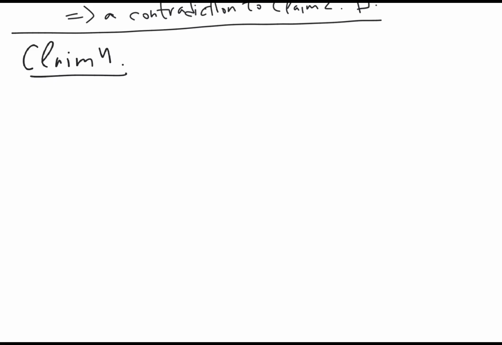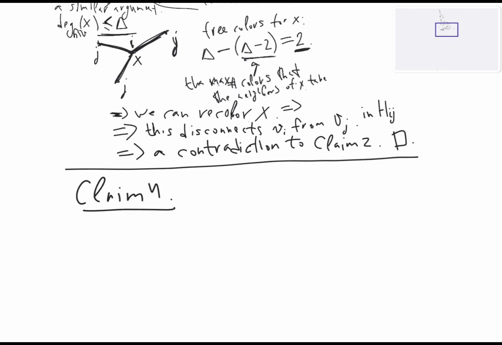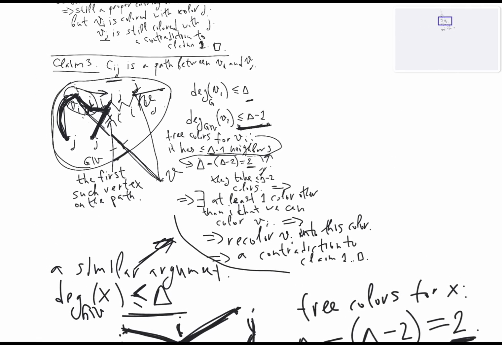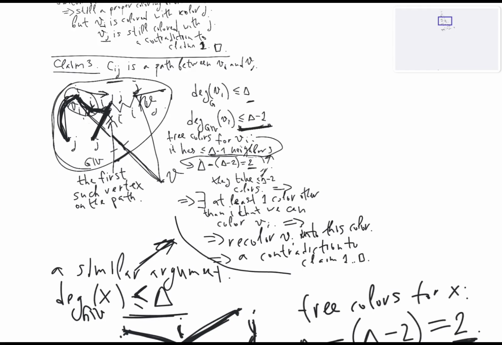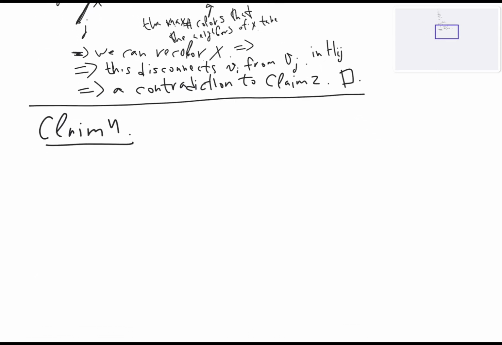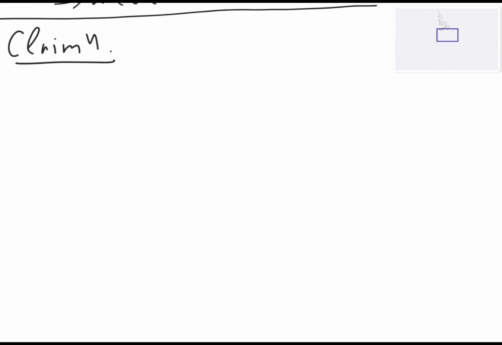So claim 4 says that, as a reminder, claim 3 said that Cij is a path. So Vi and Vj don't just belong to the same connected component, but the whole connected component consists just of a single path between Ci and Cj. There cannot be anything else. And now claim 4 says that these paths could not intersect with each other except at the ends of the path.